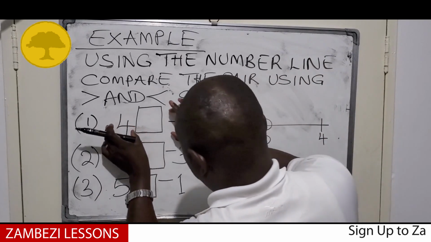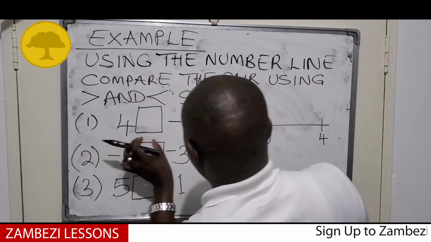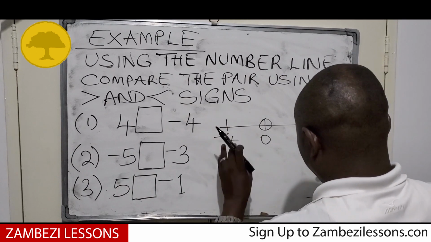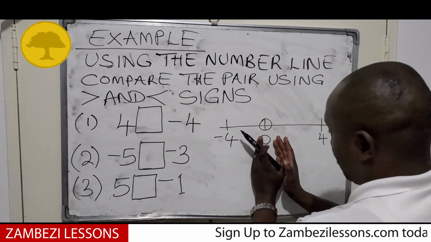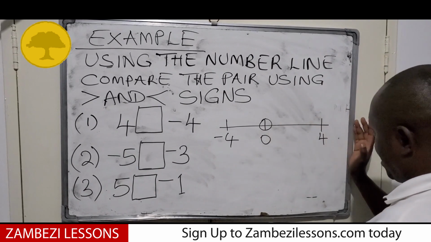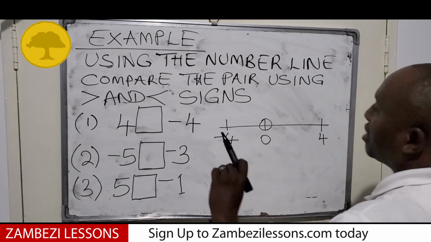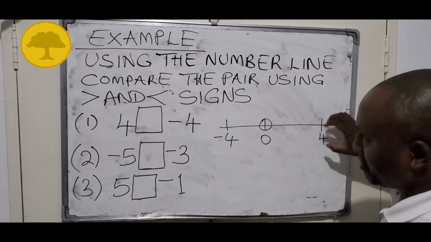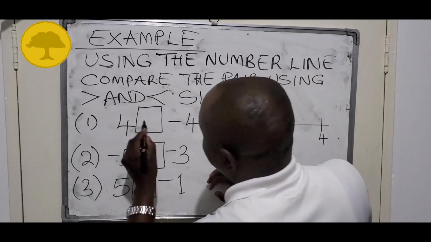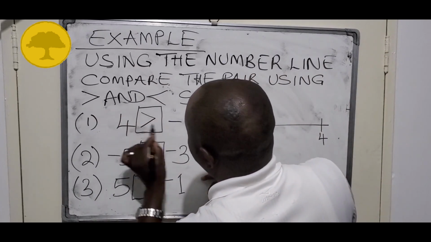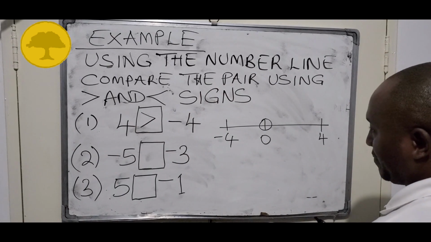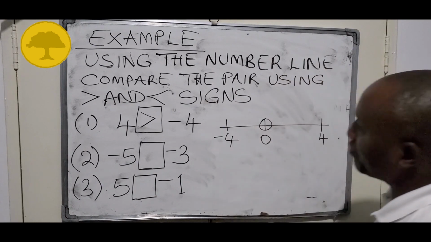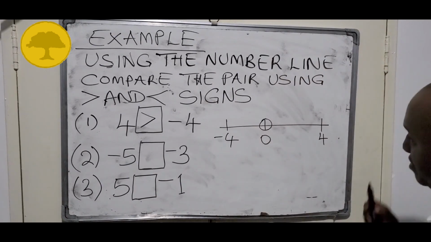When you're given a question like this, you have +4 and you have -4. You place your numbers on your number line with respect to 0. Numbers on your right hand side, we said, are greater than those that are on the left hand side. So since 4 is greater because it is on the right hand side, the correct sign to place in the box is the greater than sign. I hope that is simple and straightforward. Then again, we move on to the next question.